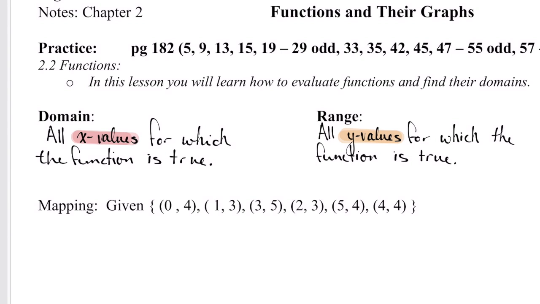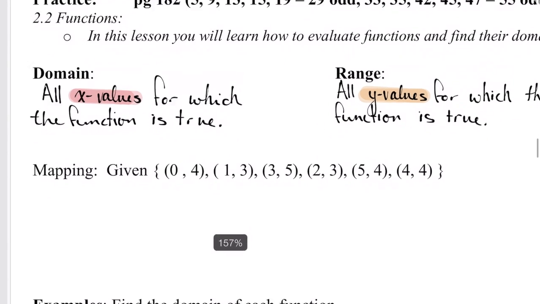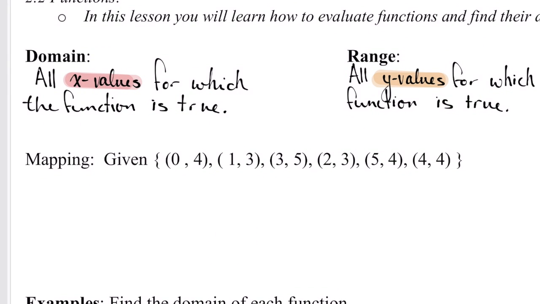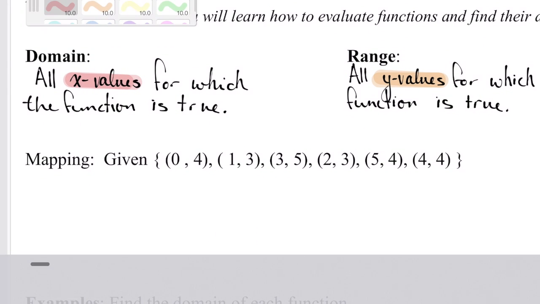We've got domain and range. So domain pertains to our x values of our function, and range are our y values of our function. So these are the places where the function is true. Here we have a list of ordered pairs, and all of our x values pertain to our domain, and our y values are the ranges.